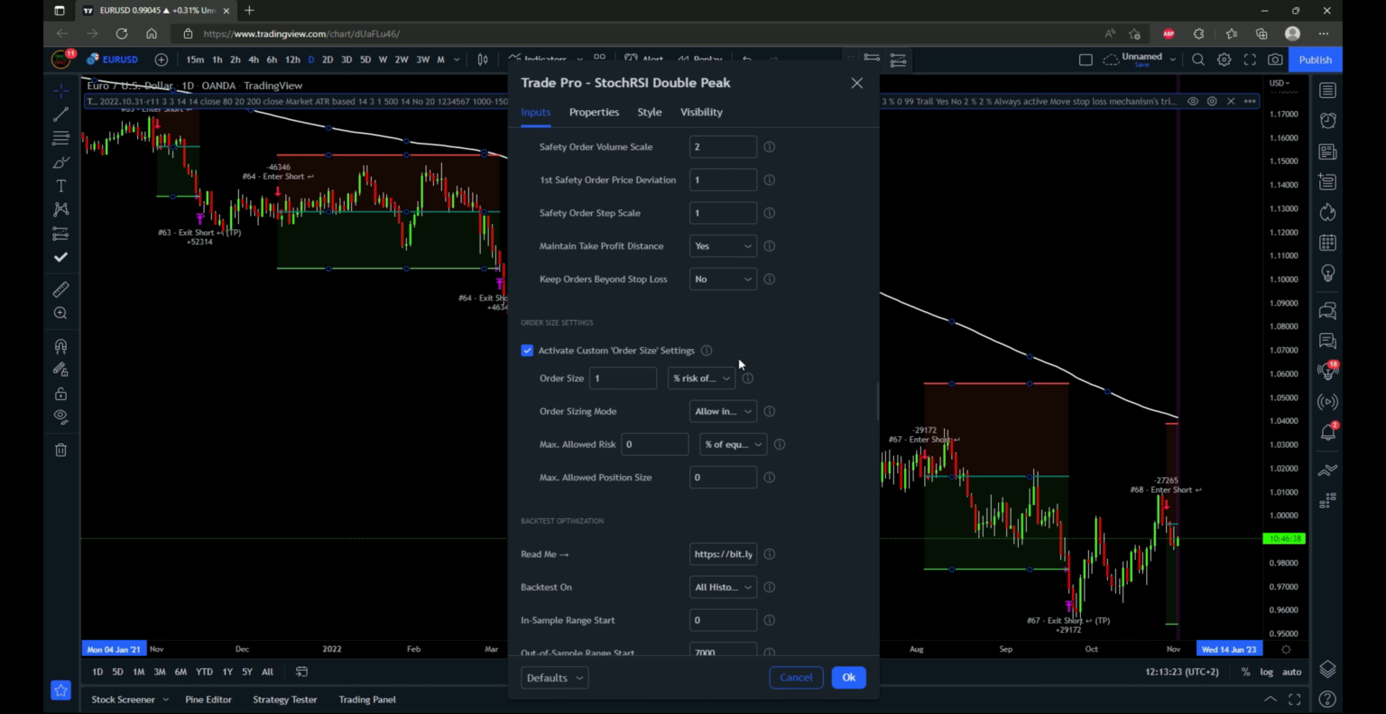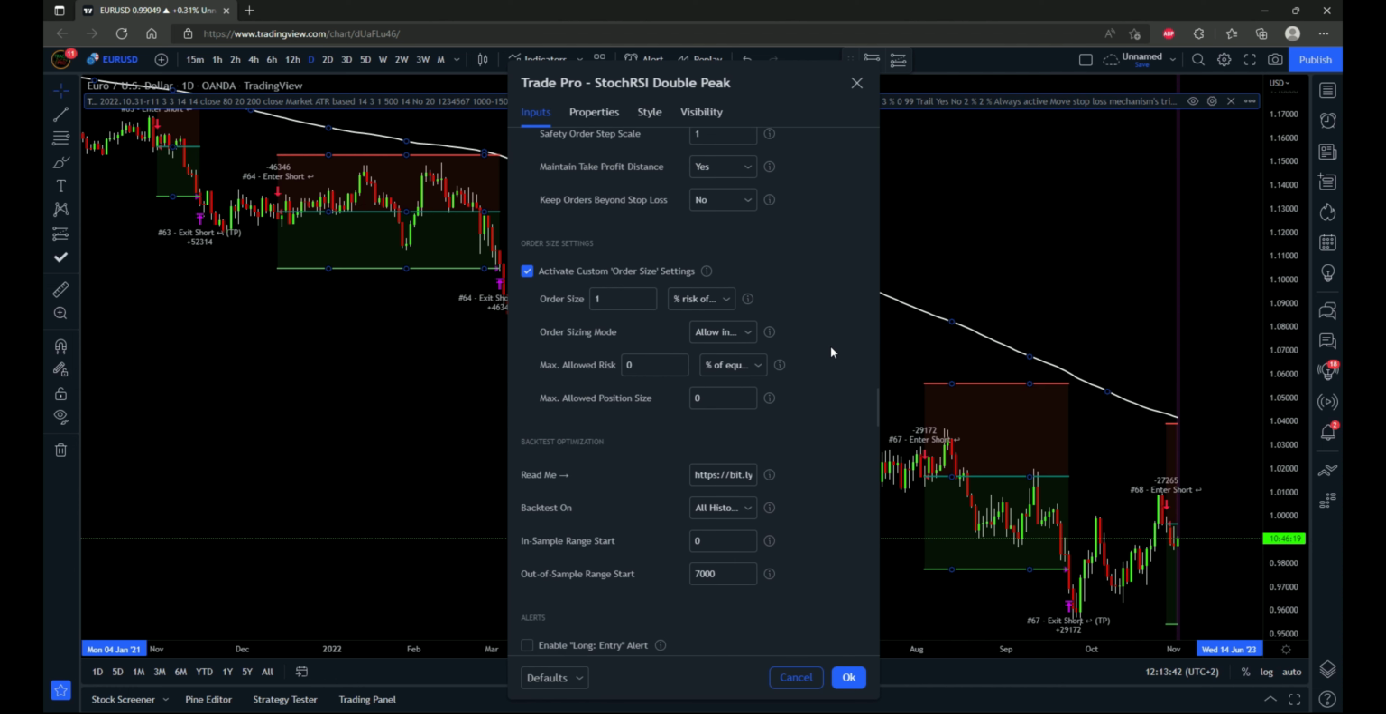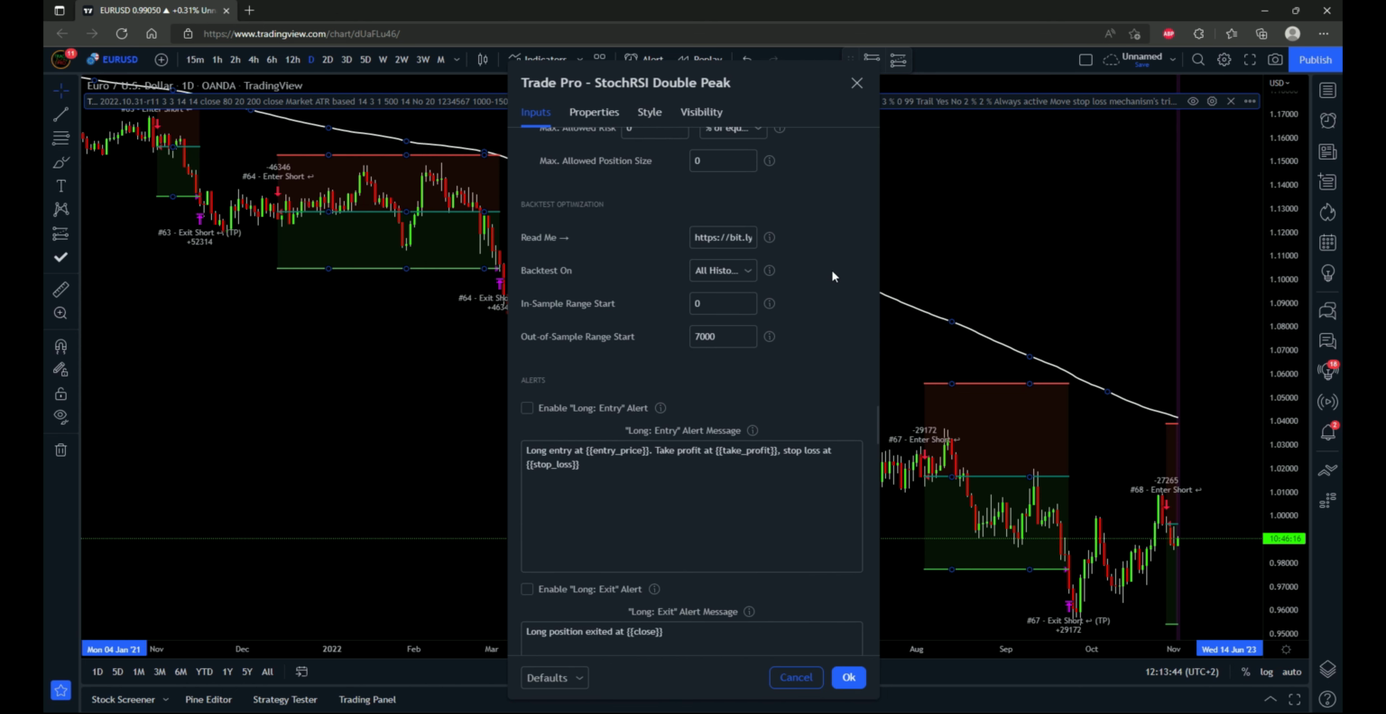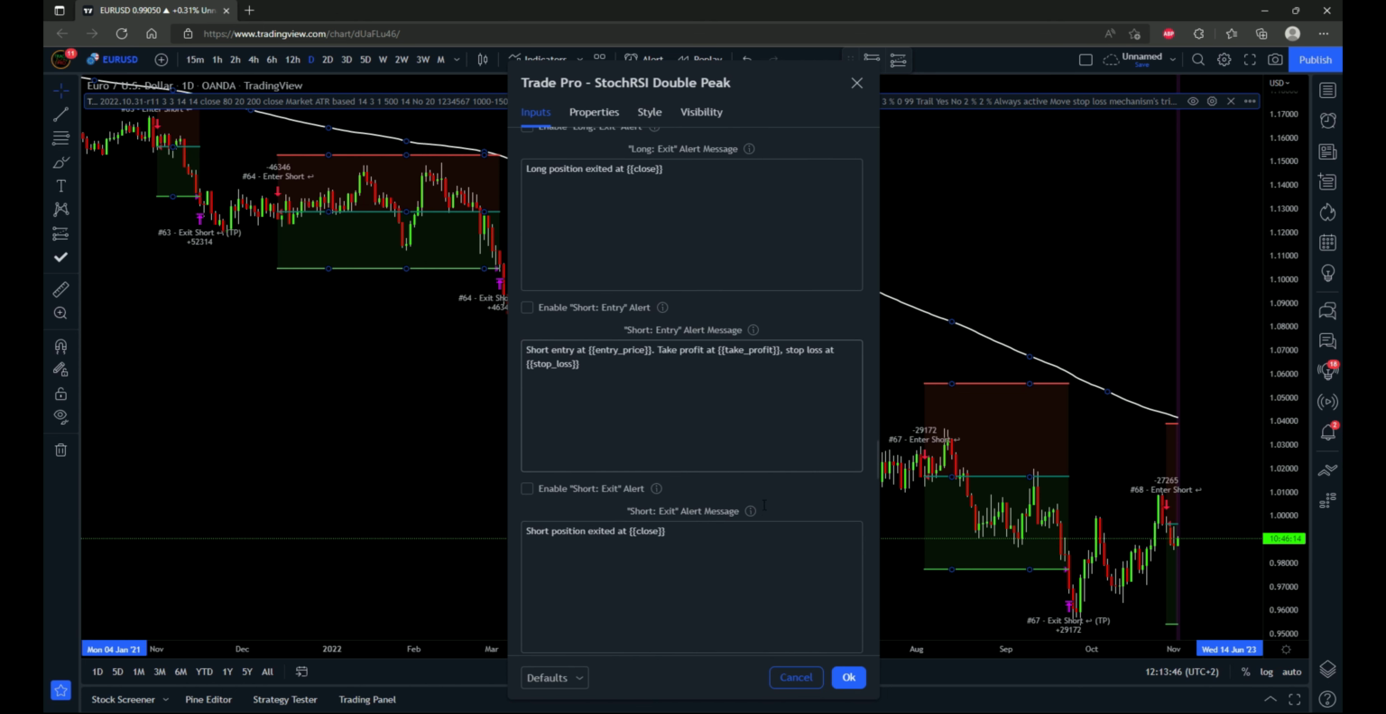The next one is just the activating of the custom order size setting. So if you wanted to see what would have happened if you risked 1% of your account equity per trade, or whatever you choose here, it can be contract, cash, percentage of equity, or percent risk of your equity. And that way you can see kind of what the net profit may have been based on the historical data. And then down here, we just have the alert messages and alert settings.